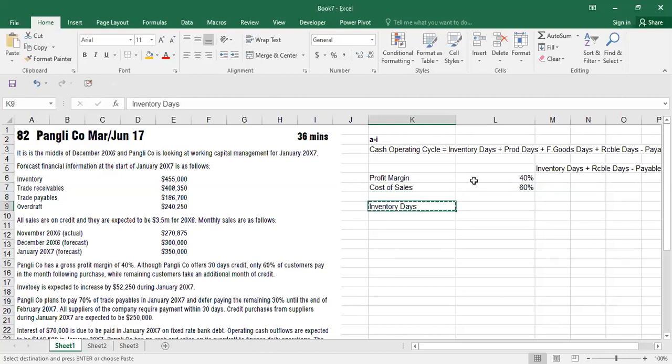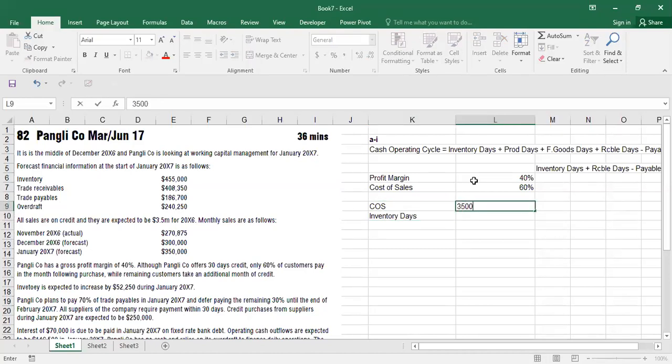So I can say that my cost of sales will be your 3.5 million total revenue, 3.5 million, multiplied by, because I'm assuming 3 zeros on the top, into 60%. So we get here 2.1. So 2.1 million is our cost of sales.